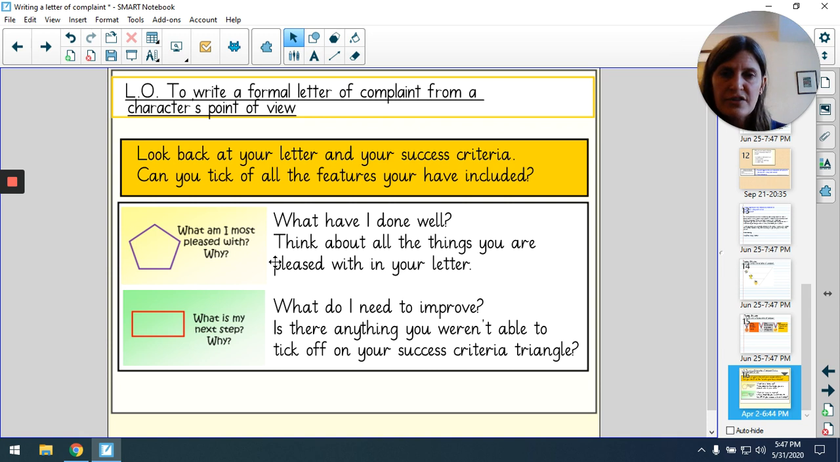And then you've got 2 reflections to complete. What have you done well? What are you most pleased with? And is there anything you need to improve on? Now, this reflection is important because when you come to do your editing, if you've realised there's something in the success triangle that you haven't included, for example, brackets, that's something you need to act on when you come to do your editing. So if you're in your next step, you've said, oh, next step, I need to add in brackets, that's your target for when you come to edit it in the next lesson.